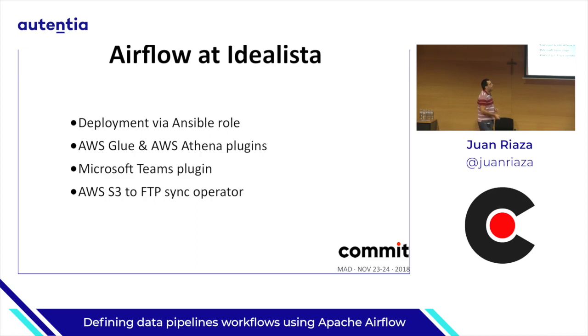So how do we use it at Idealista? Well, of course, we deploy it via the Ansible role. We have developed lots of plugins and operators internally, some of them for interacting with AWS Glue and Athena, and a Microsoft Teams plugin. We don't use Slack. And an AWS S3 to FTP sync operator, so we could sync any S3 bucket with an FTP folder.